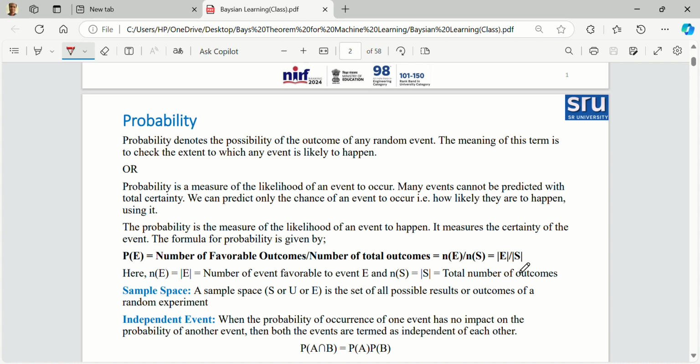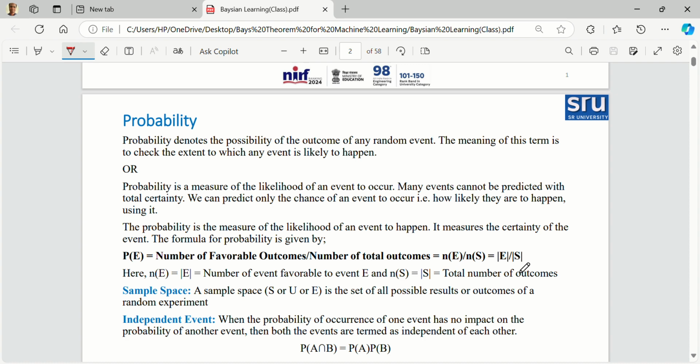Second, probability denotes the possibility of the outcome of any random event. The meaning of this term is to check the extent to which any event is likely to happen. Probability is the measure of the likelihood of an event to happen. It measures the certainty of the event.